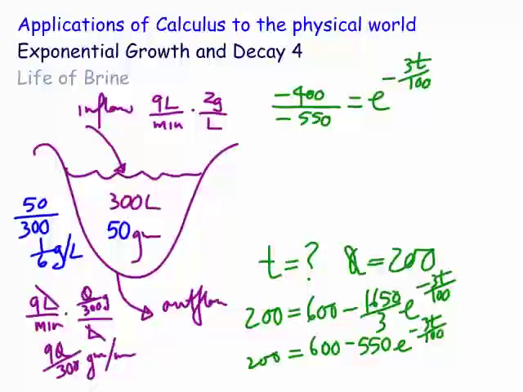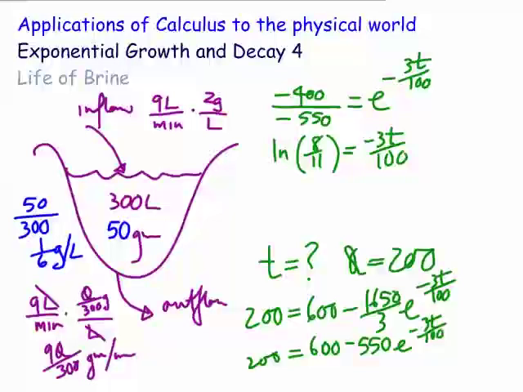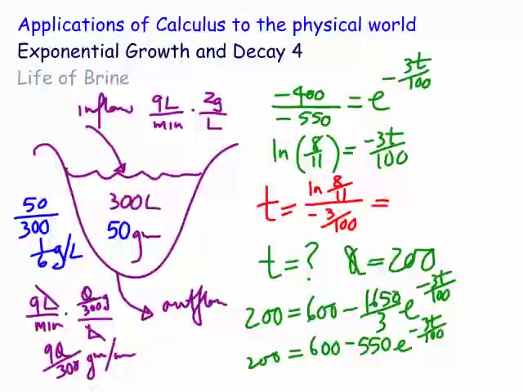So let's take the logs. ln of 8 on 11 equals, now the ln of this, as you might remember after doing a few of these, the power comes down, minus 3t on 100. And you can see here the time, which we're after, would now be equal to ln 8 on 11, all divided by minus 3 on 100, which roughly works out to be about 10.62 minutes to 2 dp.